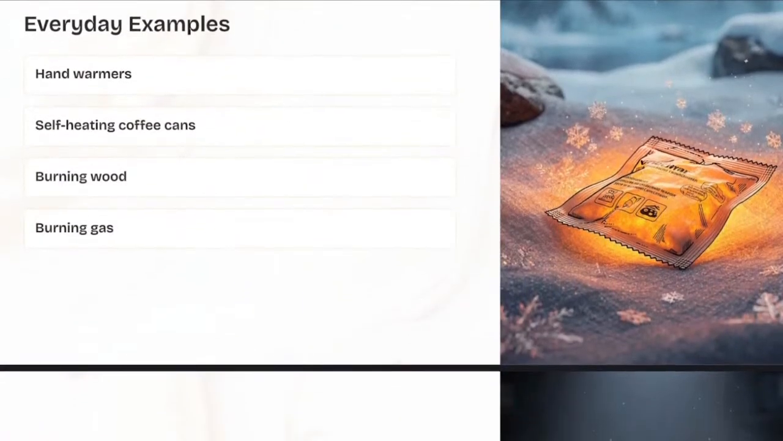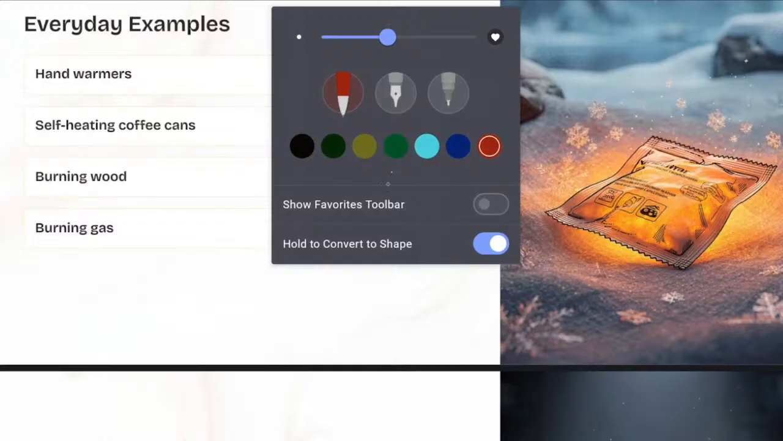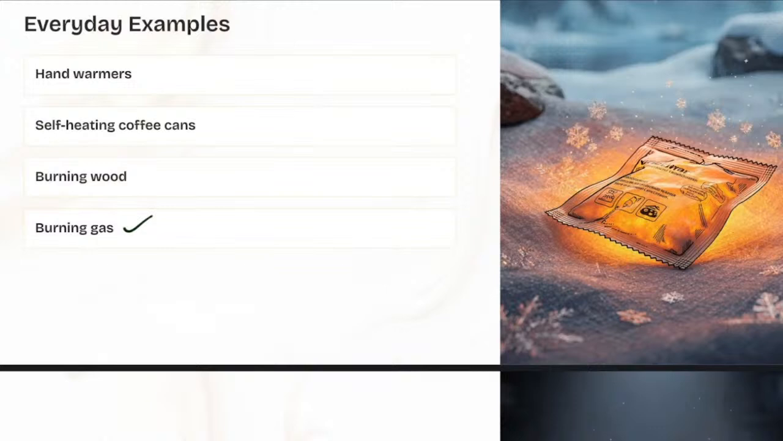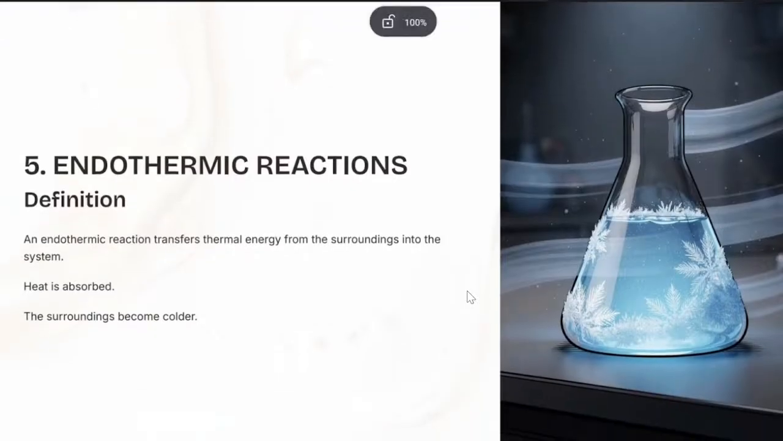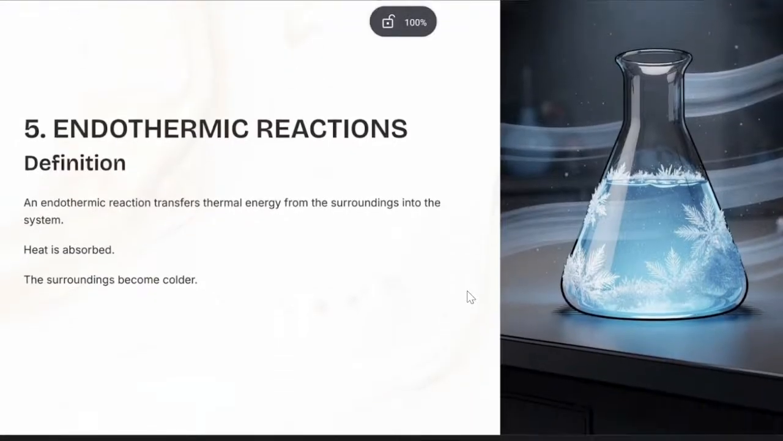Look at these uses. When you're burning gas to cook, when you're burning wood to cook, when you have coffee cans that are self-heating to keep your coffee warm, when you have hand warmers that you hold, like a plastic pack that releases heat, you put your hands and you feel warm. These are all exothermic reactions going on.